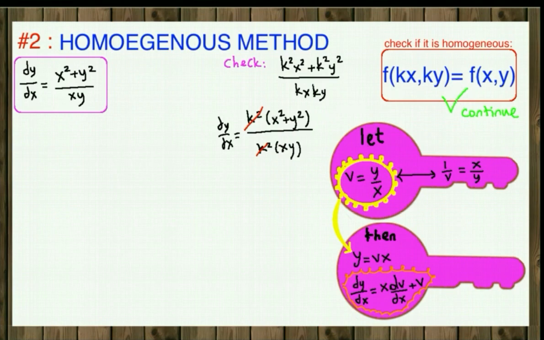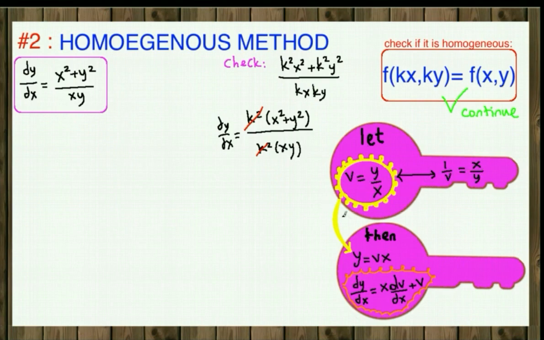Now we can start solving the differential equation. In the homogeneous method, this is key. We're going to use the v substitution. We're going to call y over x v, and equivalently 1 over v, or v to the negative 1, will be x over y. Y over x is v, the opposite, x over y, is 1 over v. So you need to be aware of that.